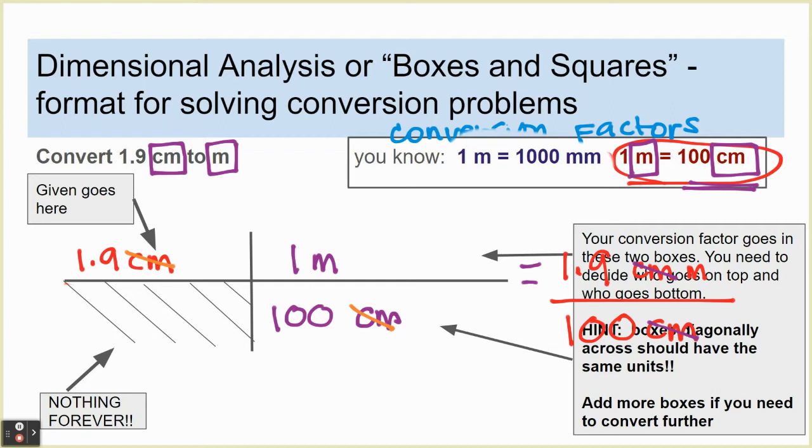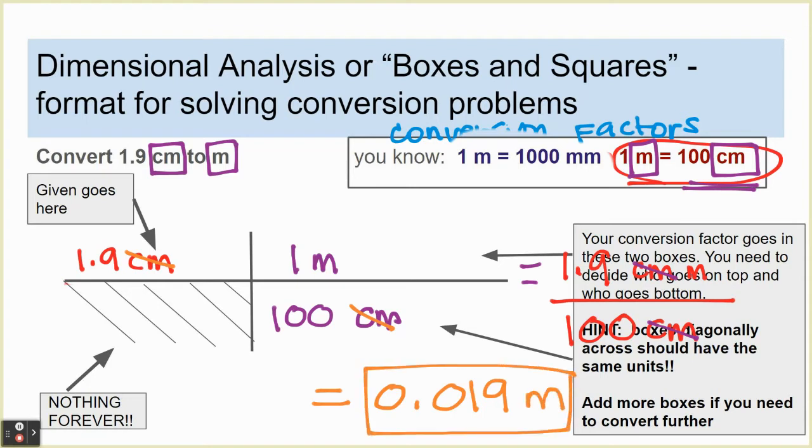So let's do the math. Now we divide 1.9 by 100. 1.9 divided by 100 is 0.019. And what's left behind is m at the top, and that's going to be our final unit. See it? All right, so let's try this again. Now remember, guys, you need to know a few conversion factors by heart.